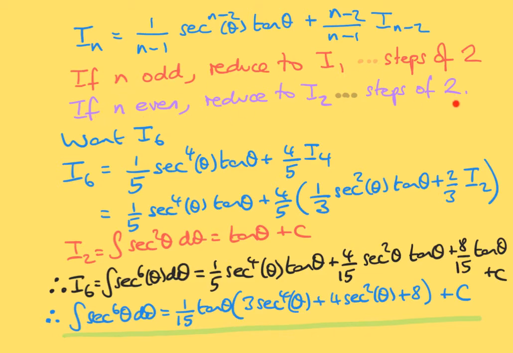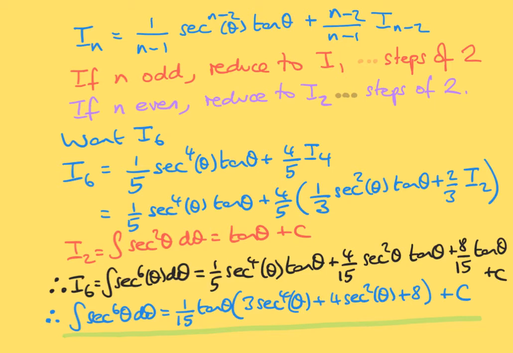This video is about an even power, so we're going to have I6, I6 will reduce to I4, I4 will reduce to I2, and I2 we know. I2 is the integral of sec squared, and you know the derivative of tangent is sec squared, so therefore the integral of sec squared is tangent. So all we're going to have to do is integration by parts twice.